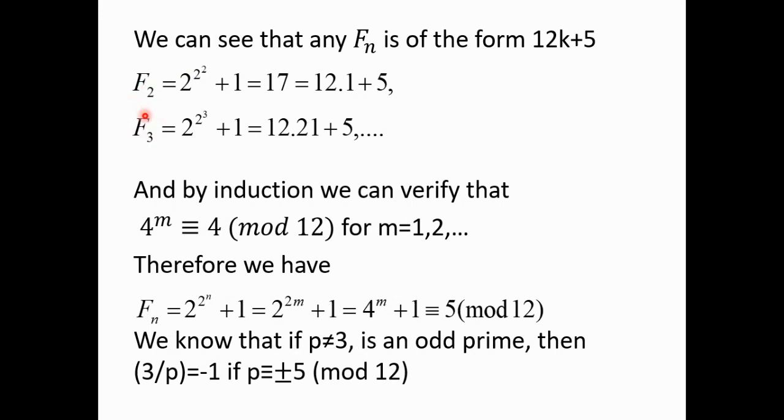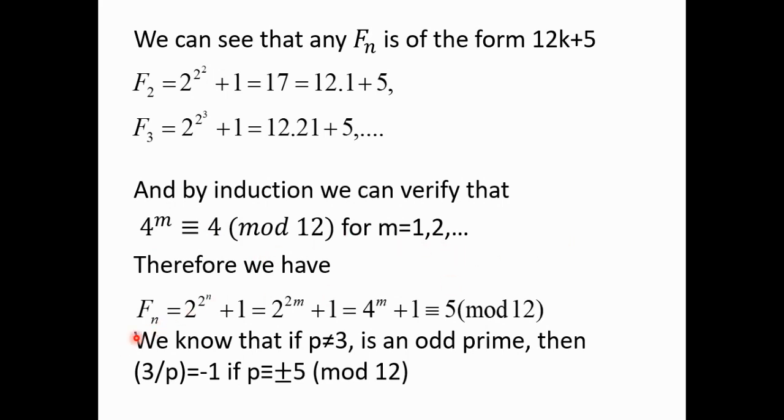Let us see what is F2. F2 will be 2 to the power 2 square plus 1. So this is 17, which can be written as 12 into 1 plus 5, and F3 will be 12 into 21 plus 5. So in this way we can say that Fn is a number of this type, 12k plus 5. And by induction we can verify that 4 to the power m is congruent to 4 modulo 12 for m equal to 1, 2 and so on.